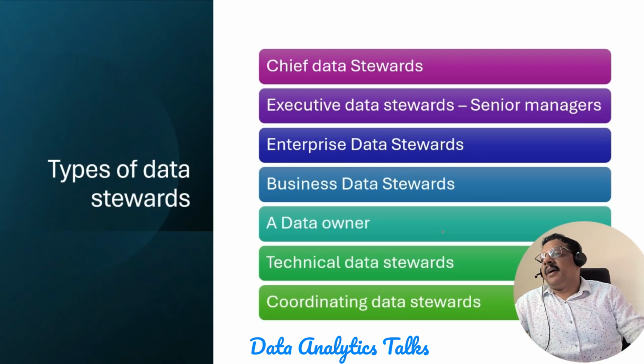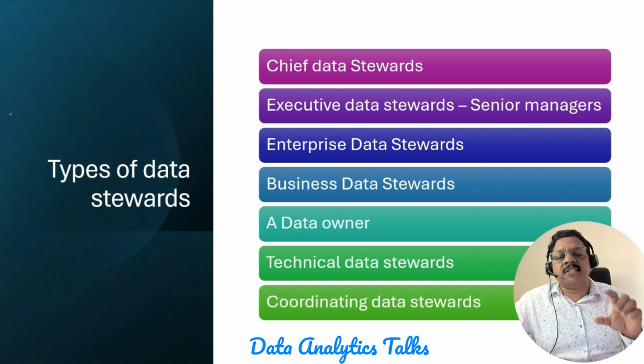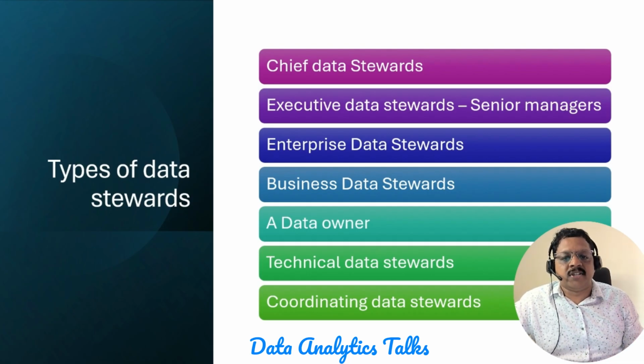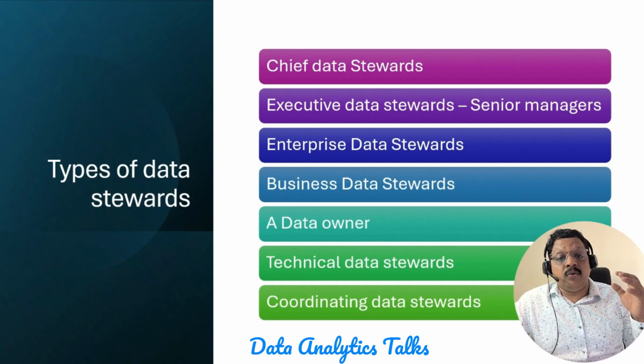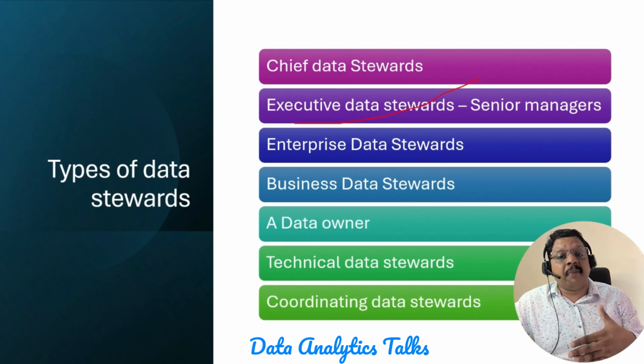Okay. Then coming to different types of data stewards, we have chief data stewards. They may chair the data governance bodies in lieu of the CDO. They may act as a CDO in a virtual, committee-based or distributed data governance organization. They may also be executive sponsors. Then we have something called executive data stewards. They are senior managers who serve on the data governance council.